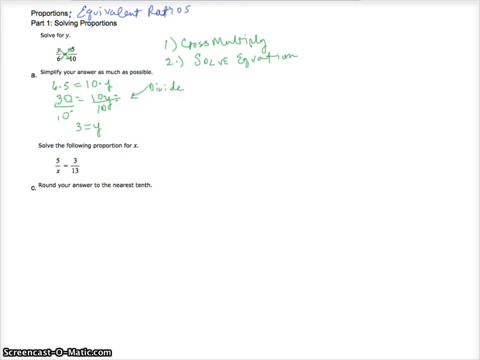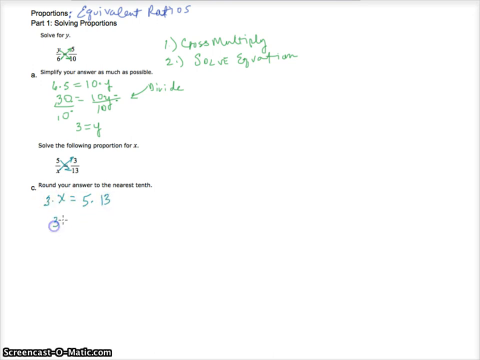Alright, let's look at another example. 5 over x equals 3 over 13. I still need to cross multiply here. So I'll multiply x by 3 and 5 by 13. So I end up with 3 times x equals 5 times 13.